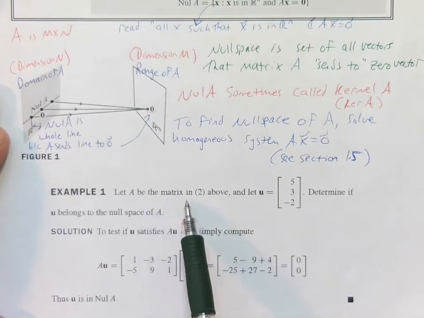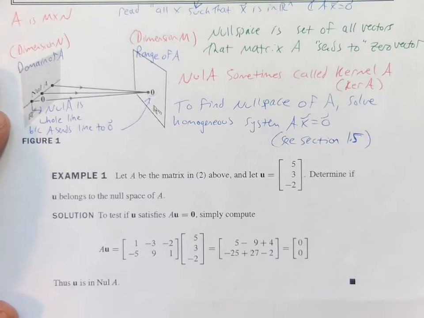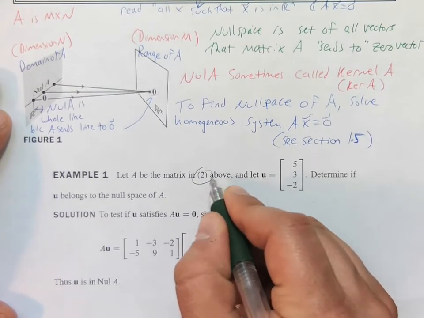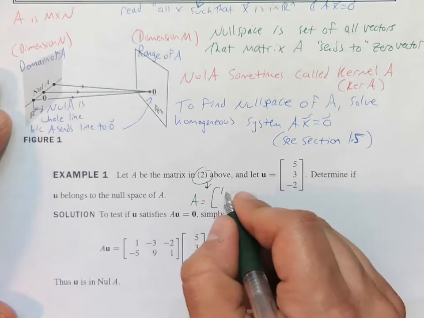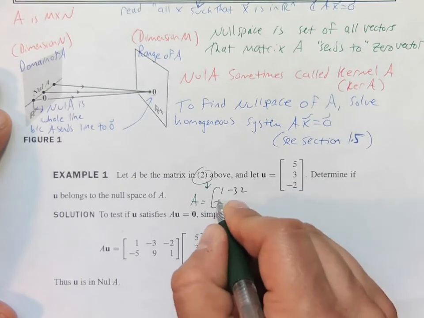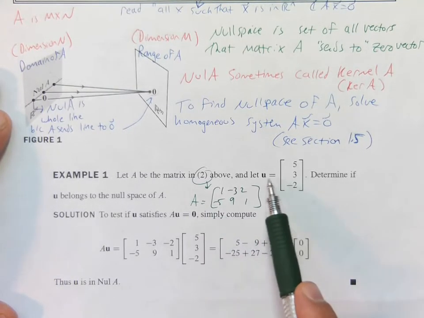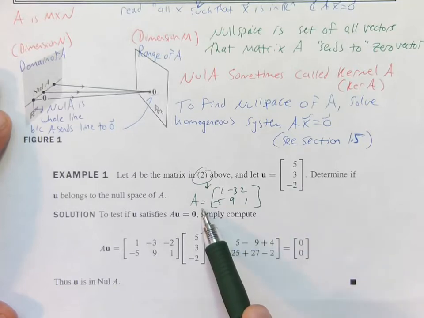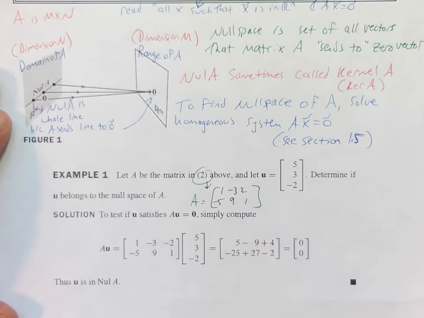So let's let A be the matrix in 2 above. I took this from the textbook. The matrix A, there's no 2 above. So the matrix A is 1, -3, 2, -5, 9, 1. And if this is our matrix A, the question is, is U in the null space of A? If it is, we should be able to multiply U by A and get 0. So if you want to test for something being in the null space, just multiply it by A and see if you get the 0 vector.